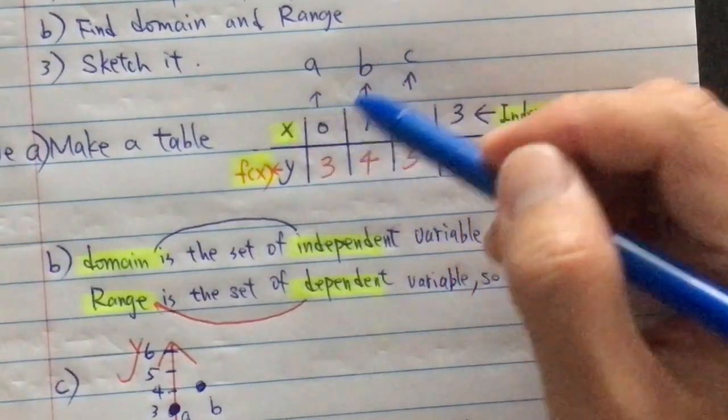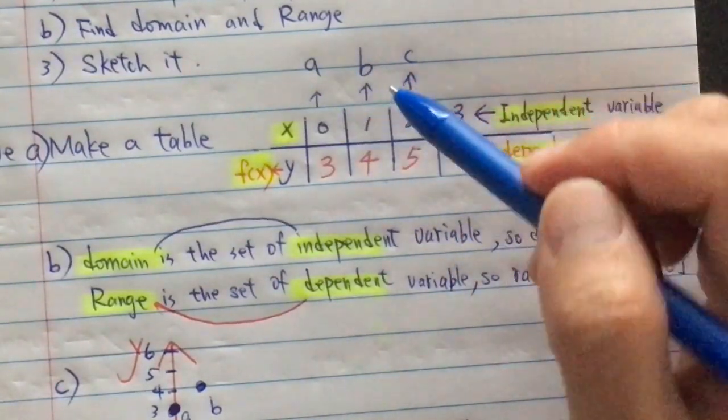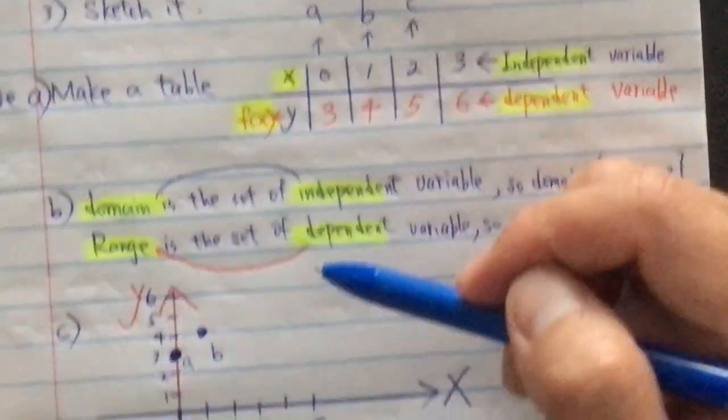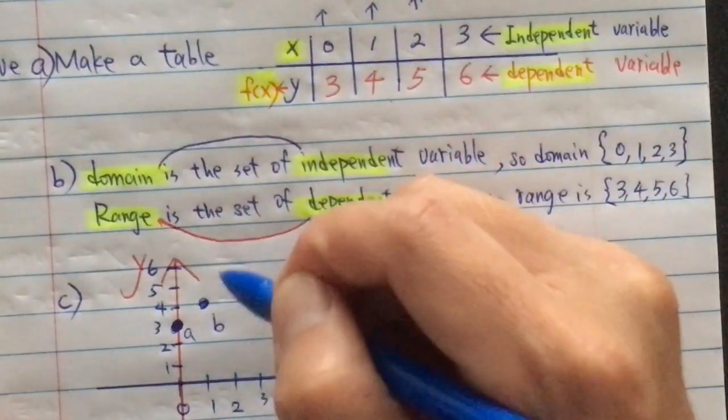Again, point A is (0, 3). Point B is (1, 4). Point C is (2, 5). So where is (2, 5)? When x equals 2, y equals 5.